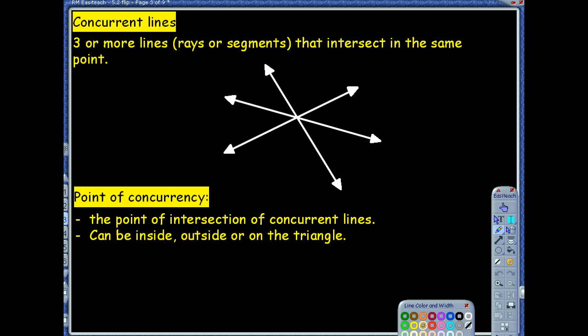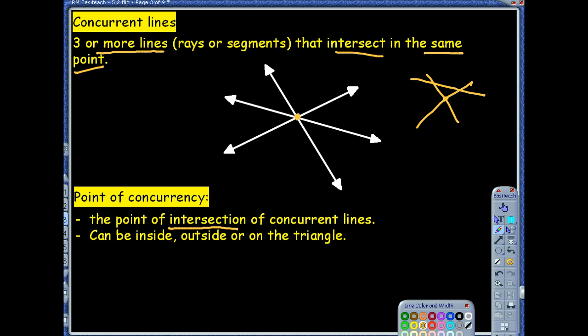So, concurrent lines. There are going to be 3 or more, and typically we're going to be looking at 3, but 3 or more lines or rays or segments that intersect in the same point. To be concurrent, it's not just a number of lines, they all have to intersect at the same point. Because two lines could always intersect at one point. Exactly. But if you add in another line, it's not always going to intersect at the same point. But when they do, that's that concurrent idea. And the point of concurrency is the point of intersection of the concurrent lines. So it's where they're all intersecting.